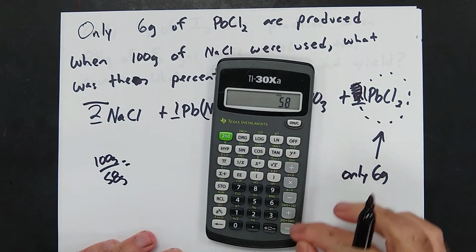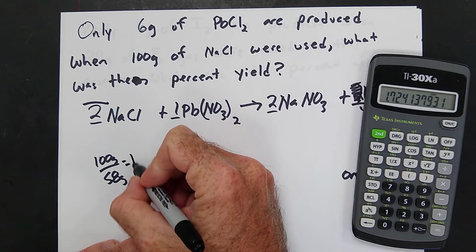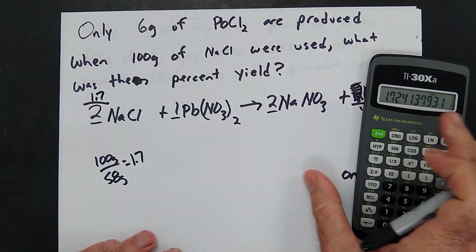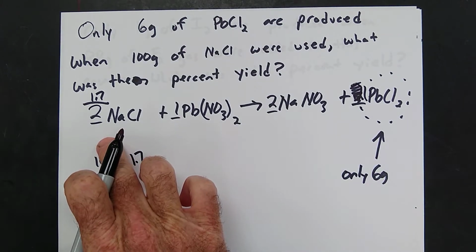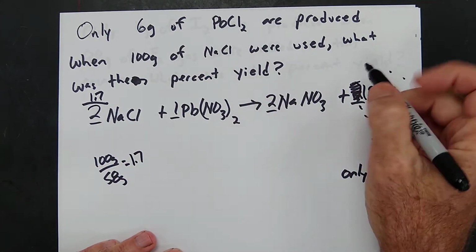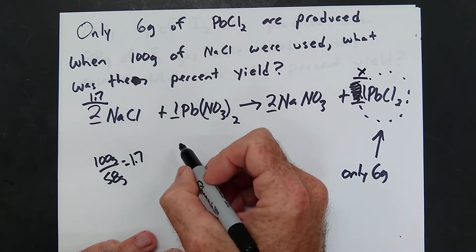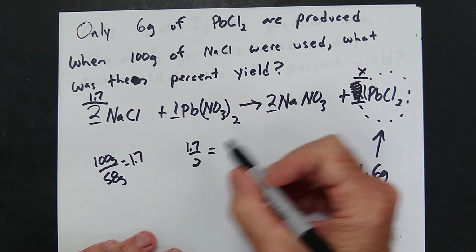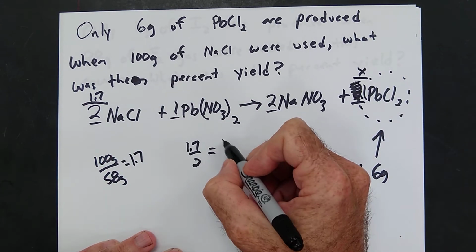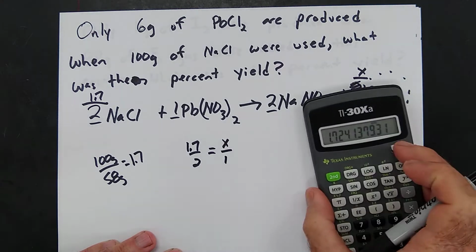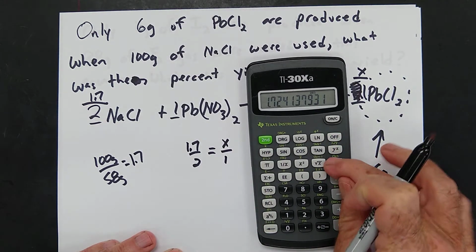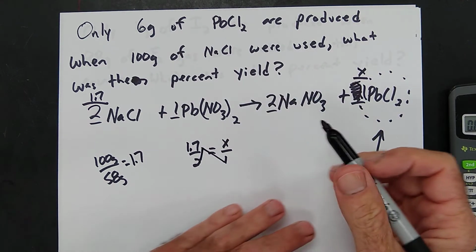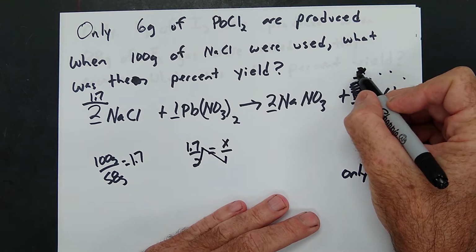100 divided by 58, 1.7. That's 1.7 moles. So 1.7 moles of sodium chloride were used. We should have produced how many moles of this? So we would say 1.7 over 2, I'm getting that from right here, is equal to, and this is x over 1. What is the x going to be equal to? 0.86. So it really would be 0.85 for you if you had rounded off.